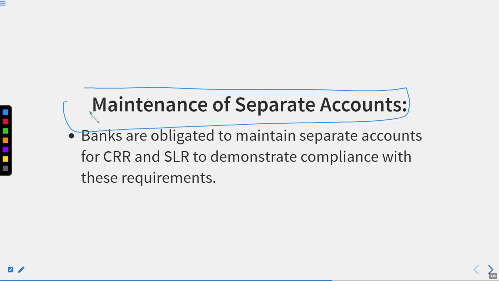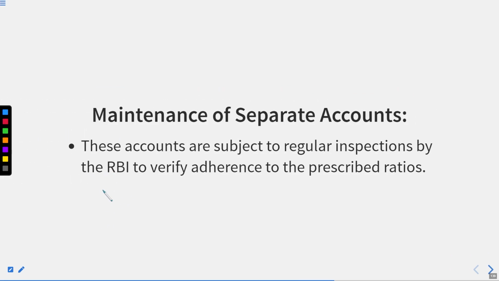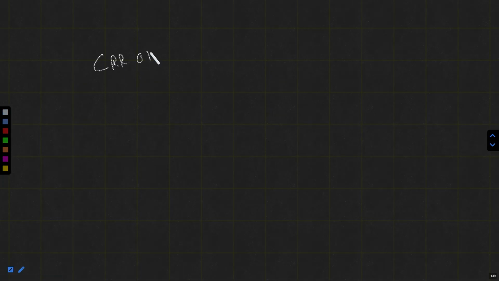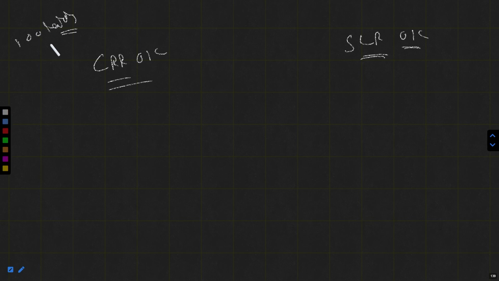Maintenance of the separate accounts. Banks are obligated to maintain the separate accounts for CRR and the SLR to demonstrate compliance with those requirements. These accounts are subject to regular inspection by the Reserve Bank of India to verify adherence to the prescribed ratios. Alright, so it means that the CRR account will be separate from the SLR account. Why? Let me give an example. If we take the 100 lakhs as a deposited amount, it means that CRR should be rupees 10 lakhs, SLR should be rupees 18 lakhs.